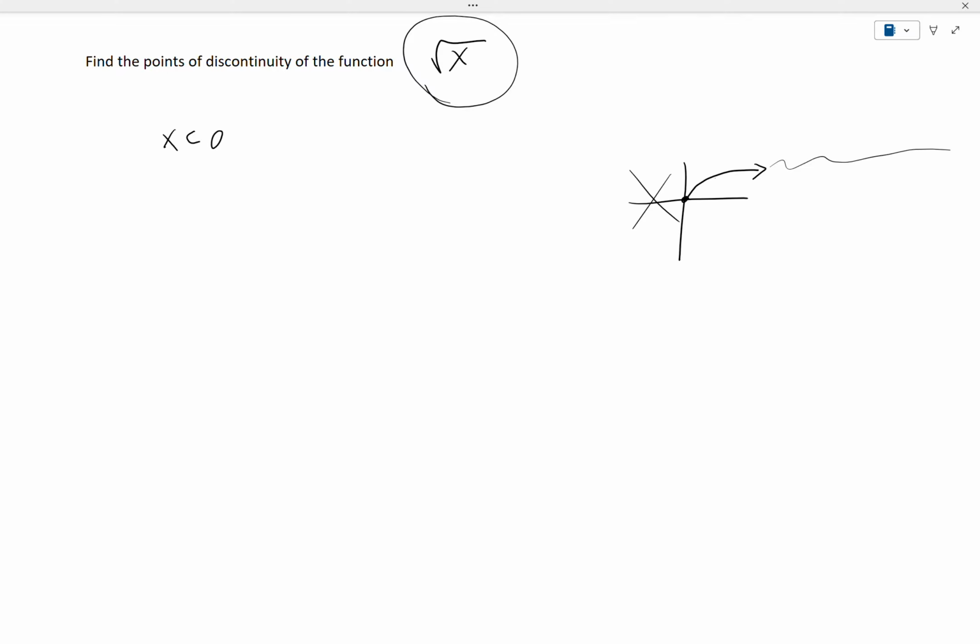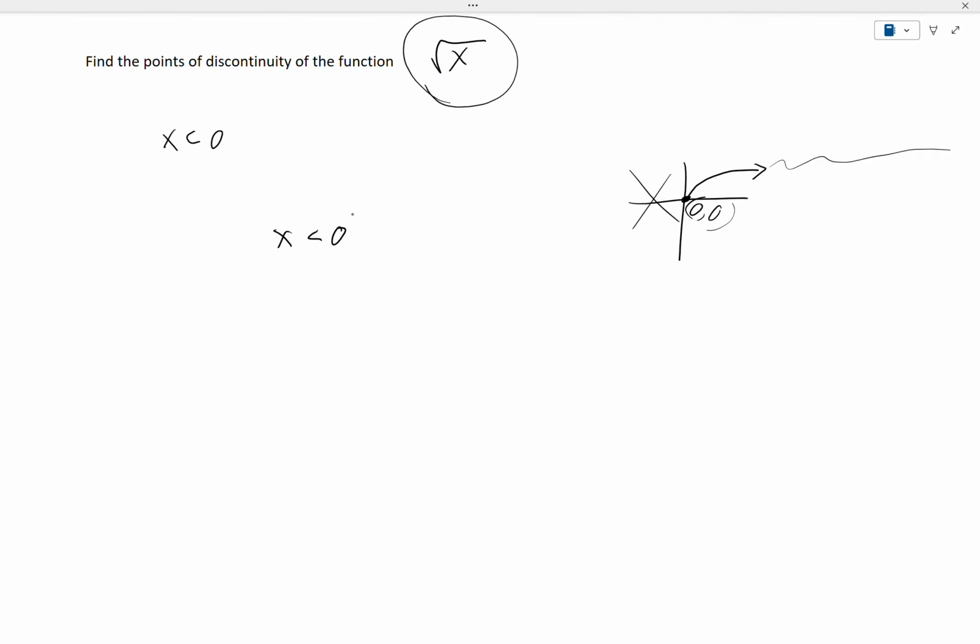If I plug in something positive for x, I'll get some real number. If I plug in 0 for x, I'm going to get 0. That's the case right here, 0, 0. If I plug in a negative number for x, I'm going to get an imaginary number, not a real number, so therefore I don't get a value for the function at that point. So we're going to see whenever whatever's under the root, which is x, is less than 0, whenever it's negative.